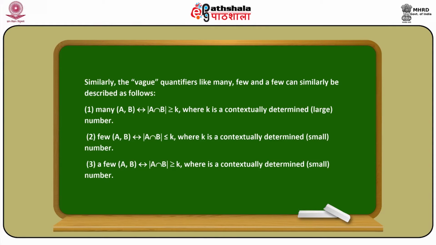Similarly, the vague quantifiers like many, few, and a few can be defined as follows. Many A's are B's is true if and only if the cardinality of A intersection B is greater than or equal to k, where k is a contextually determined large number. Few A's are B's is true if and only if the cardinality of A intersection B is less than or equal to k, where k is a contextually determined small number. A few A's are B's is true if and only if the cardinality of A intersection B is greater than or equal to k, where k is a contextually determined small number.